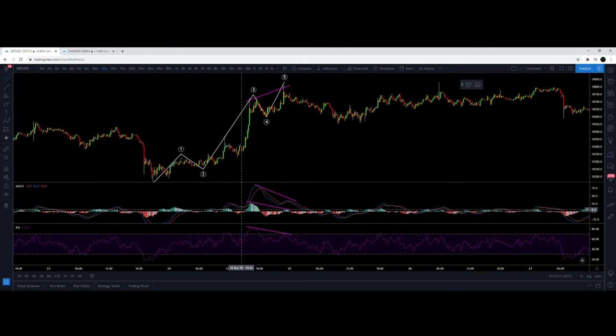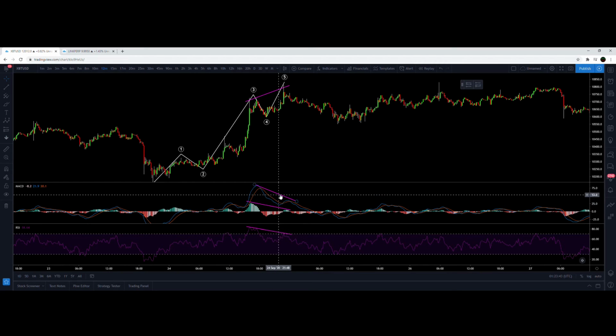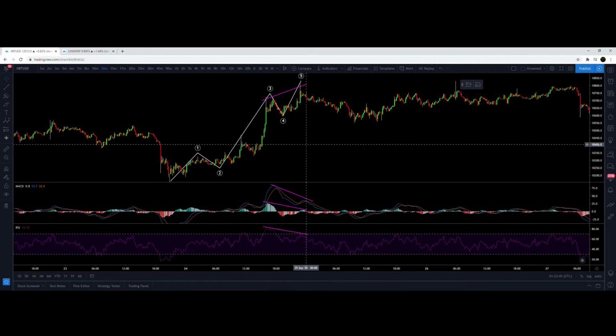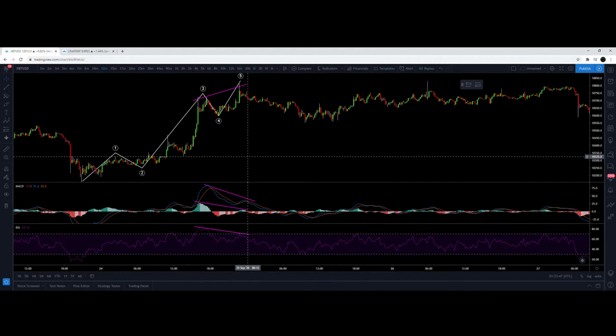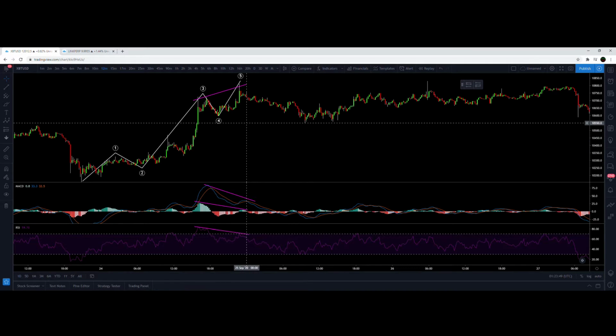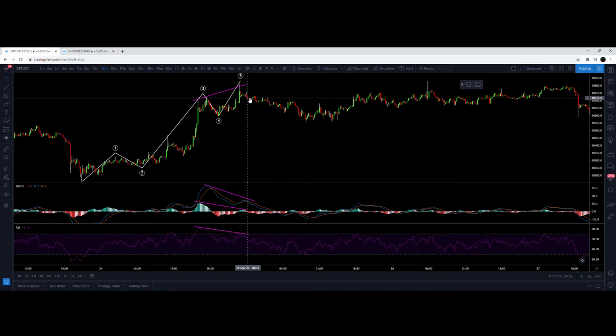So there needed to be this big push up, then a gap on the MACD, then the small push up over here for that fifth wave. And how I would short it is I'd be waiting for a cross down on the MACD. So for this example, I would have shorted right here on this candle, on that cross down.